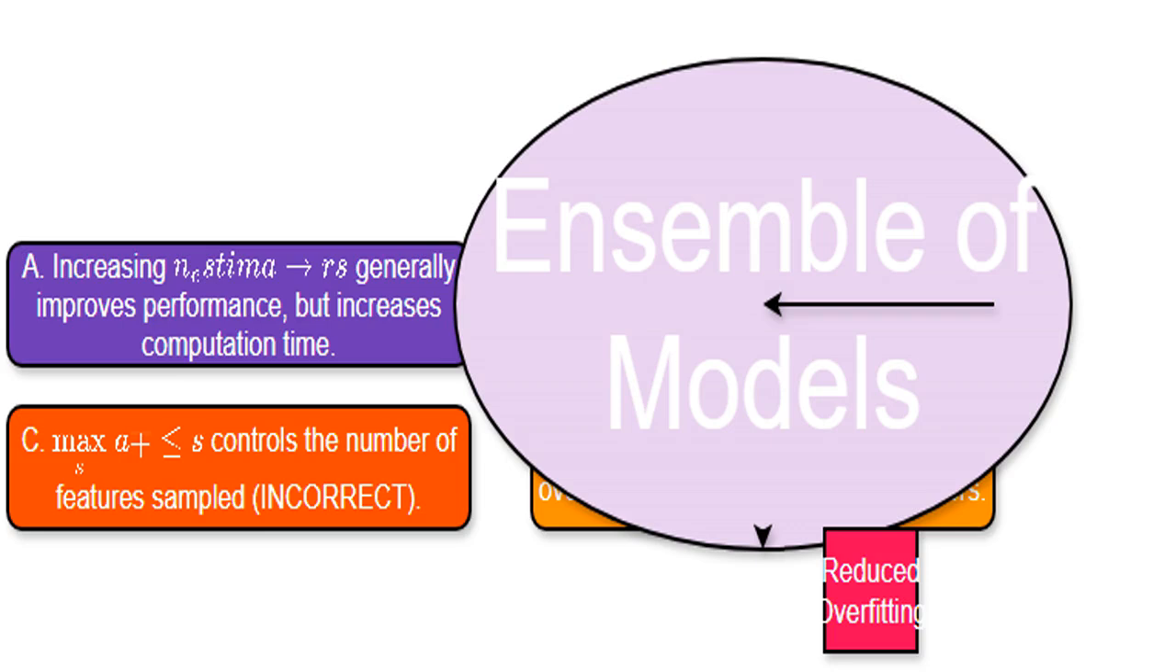The core idea of BaggingRegressor is to create an ensemble, meaning a group, of models. Each of these models is trained on slightly different subsets of the original data. This way, the final prediction is an average of the predictions from each individual model, and this average tends to be more accurate and robust than any one individual model's prediction.